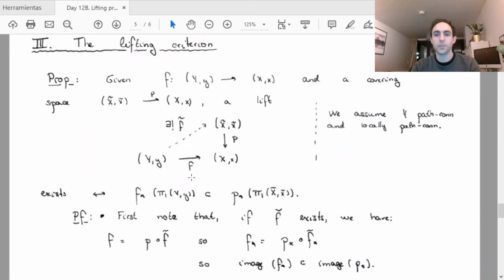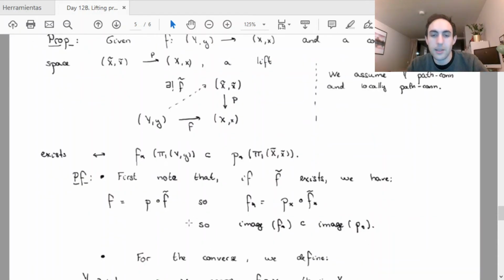I should say here I have to assume path connectedness of Y and local path connectedness. You'll see why in a second. So when does a lift exist? The answer is that a lift exists if and only if the following condition holds: the push forward of the pi1 of Y is contained in the push forward of the pi1 of the covering space. This maybe looks a bit mysterious a priori, but let's see why this makes sense.